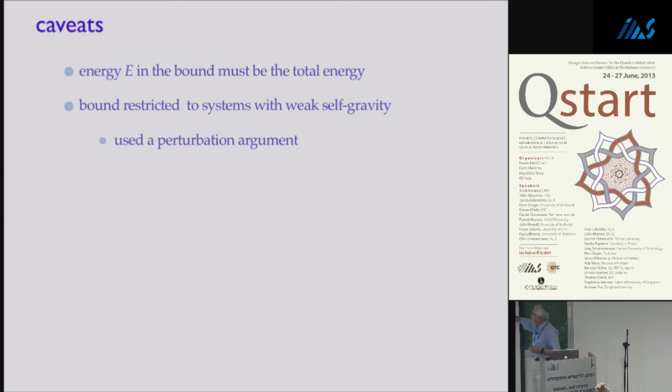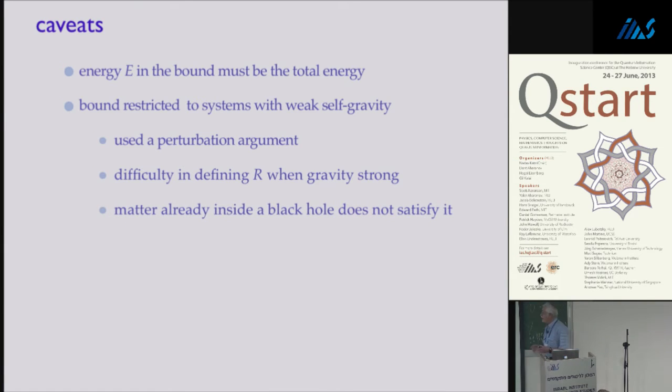Now, the reason why you have this restriction, which is an important one, is we use some kind of a perturbation argument to get the bound. Another difficulty is when you have a body which has very strong self-gravity, it's hard to define a radius. I made light of this when I described the experiment, but it's actually difficult to define radius. And because of this restriction, there are exceptions to this bound, very simple exceptions. For example, matter which has collapsed into a black hole and is already inside will not obey this bound necessarily.